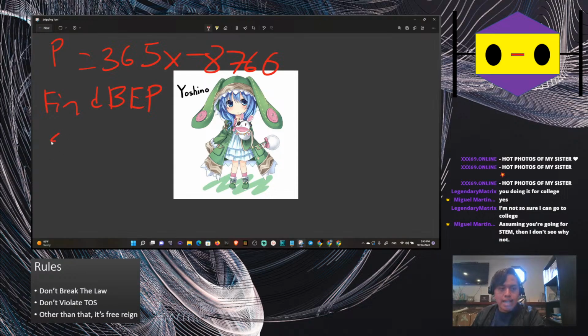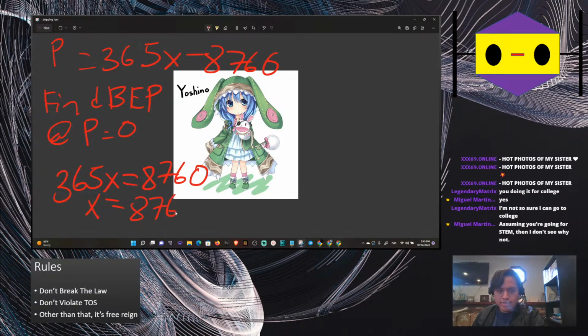Now all we have to do is find BEP. So at P equal to 0, we have 365x equals 8760. X is equal to 8760 divided by 365. X is equal to 24. And that's our break-even point.